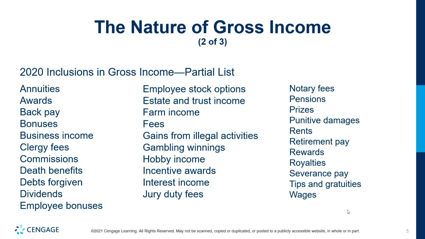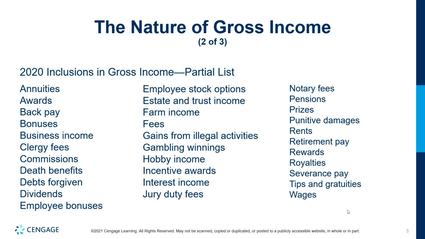We have gambling winnings for our good friends that go to the casinos in Louisiana. We got hobby income. We have incentive awards. We have, of course, there's Schedule B with interest income. We have jury duty. Yes, you have to record jury duty fees. Notary fees. If you're a notary, that's an interesting one. Pensions, prizes, punitive damages. Yeah. Rents. So, rental income, Schedule E there also.